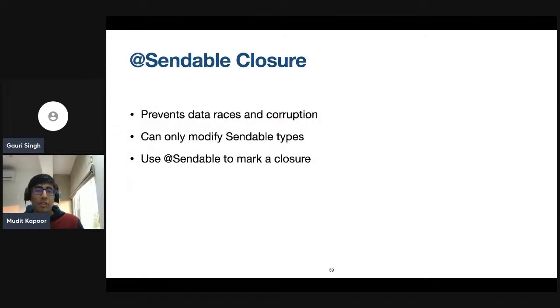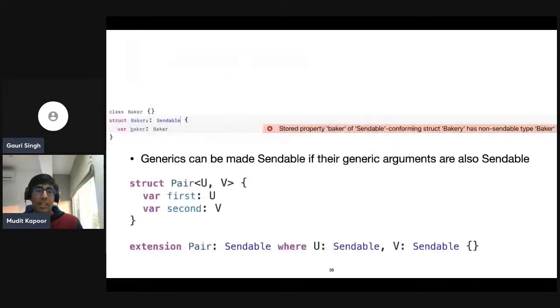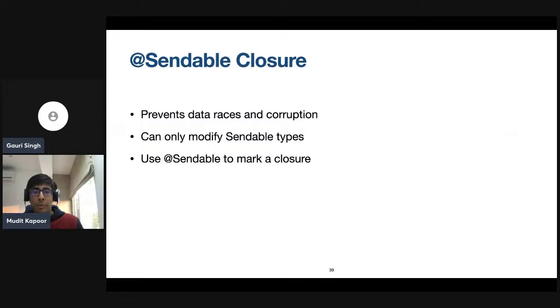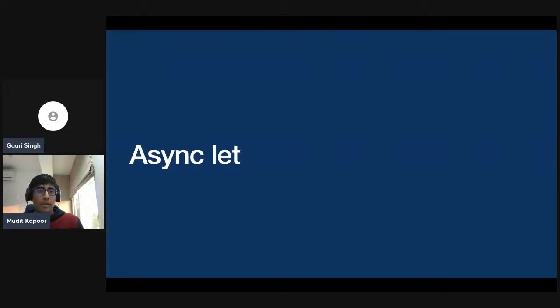Okay, and the Sendable closure, basically it just ensures that you can only capture these Sendable types, and you're not mutating anything that shouldn't be mutated. So I'll give you an example for when we do something wrong here, and you'll be able to see how Swift tells you. Okay, so this was the async sequences.